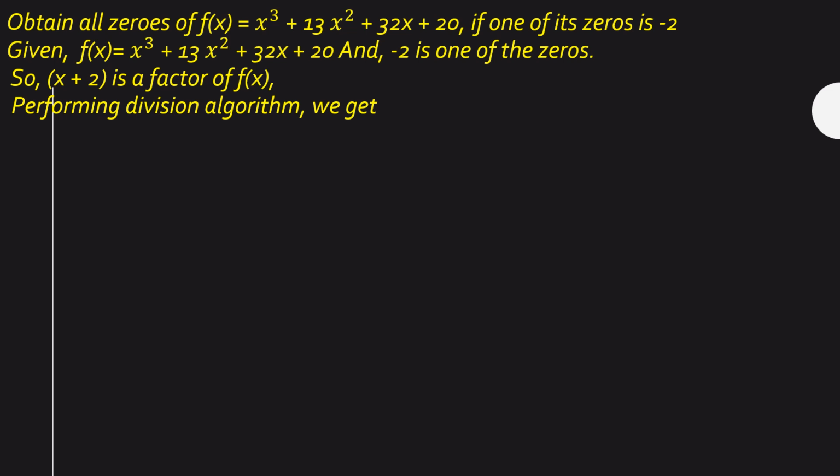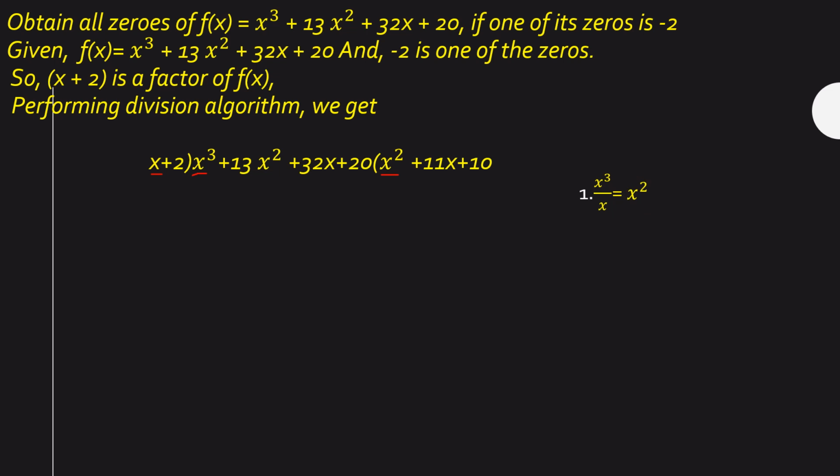What is that? First I will take x cube plus 13x square plus 32x plus 20 as dividend and x plus 2 as divisor. I have to divide x cube plus 13x square plus 32x plus 20 with x plus 2. The first step is the first term in the dividend, x cube, divided by the first term of the divisor, that is x. So x cube by x, I will get x square. This x square will be the first term of the quotient.